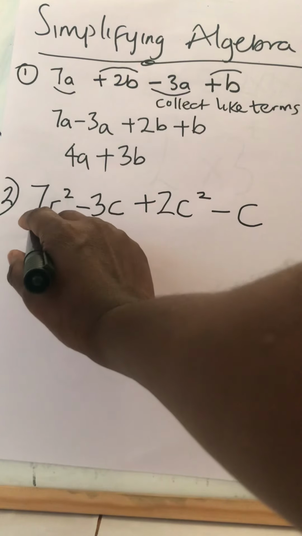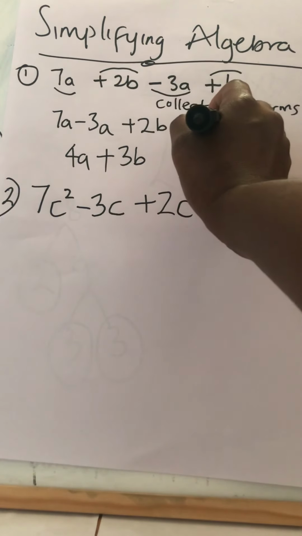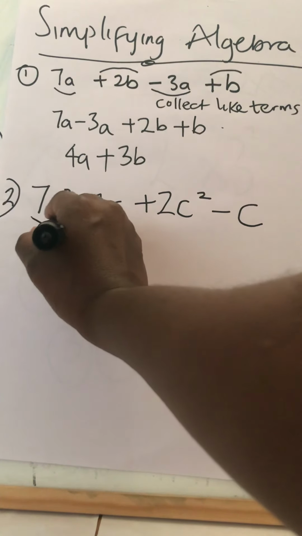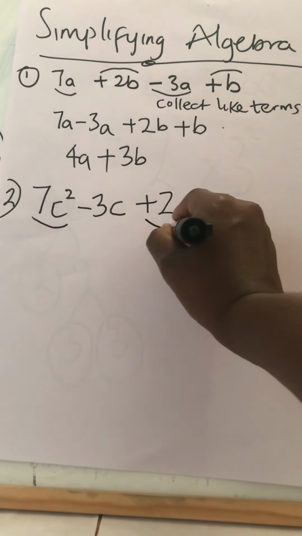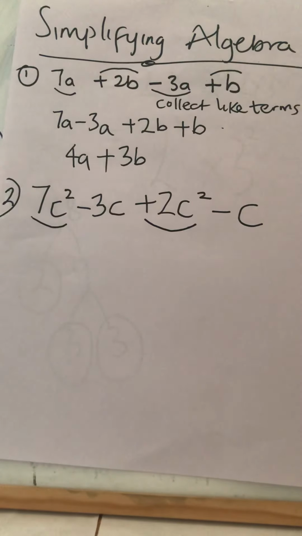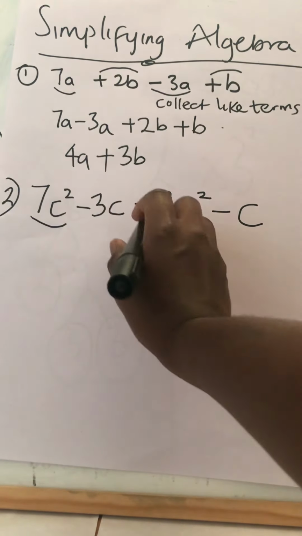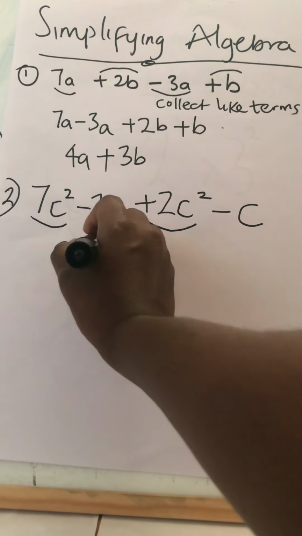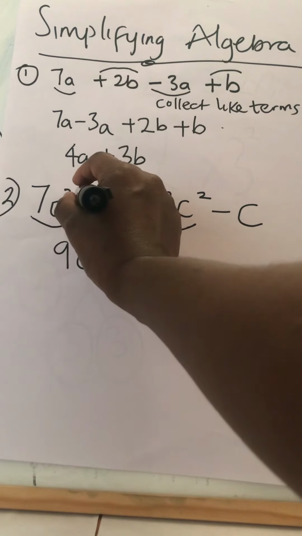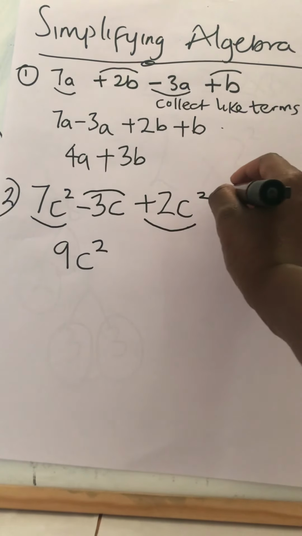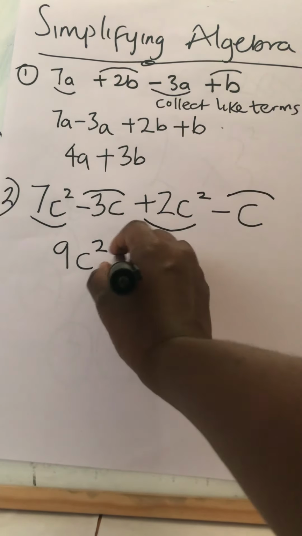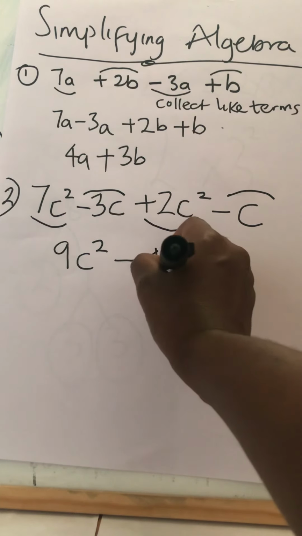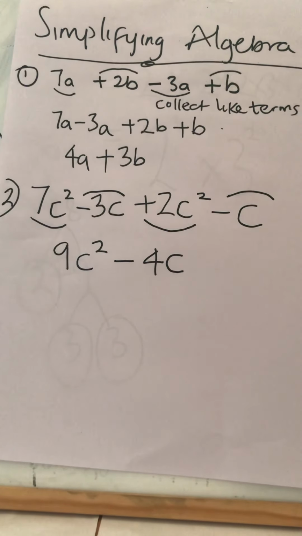You can simply jump this step, jump collect the like terms step, because some people will just do this for them to not make any mistake when they are doing their simplification. 7c squared plus 2c squared will give me 9c squared. Then minus 3c minus c will give me minus 4c. And that is my answer.